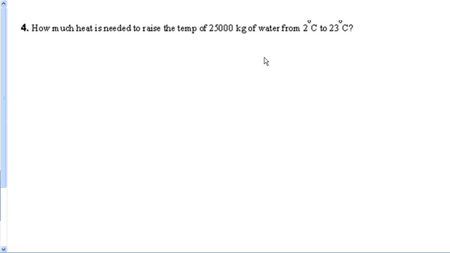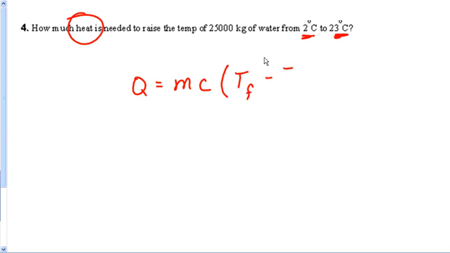Number four, this problem instantly says heat, so I'm thinking Q equals mc delta t, and then it's given me two temperatures, so I'm going to write tf minus ti down in this problem.